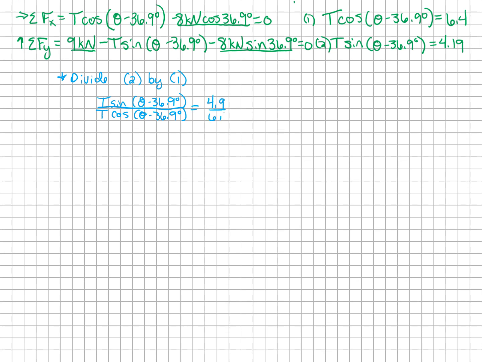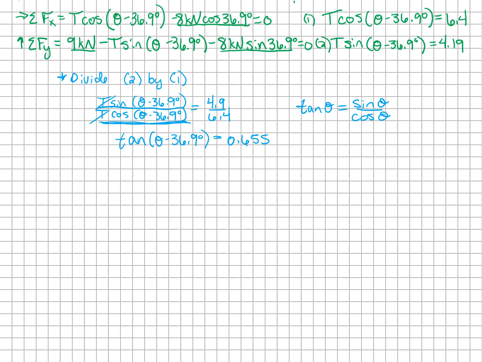is equal to 4.19 over 6.4. And the reason I'm doing that is because I recognize that the tangent of theta is equal to the sine of theta over the cosine of theta. So that's what I end up with right here. I have sine over cosine, so I can reduce that now. These T's come out because you're dividing. So I have now tangent of theta minus 36.9 degrees is equal to 0.655. So that makes things a little bit easier for me.